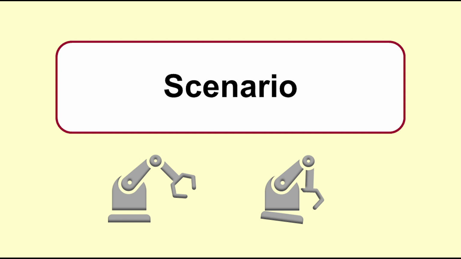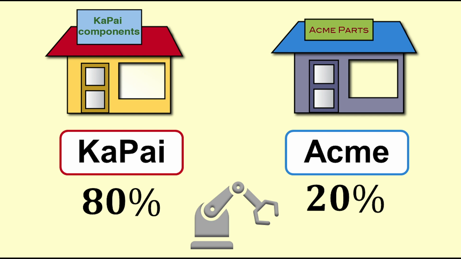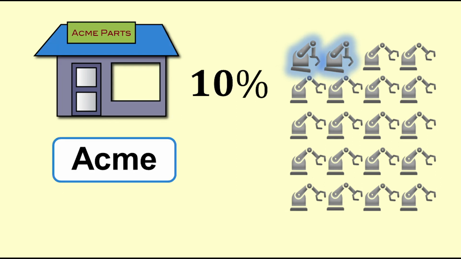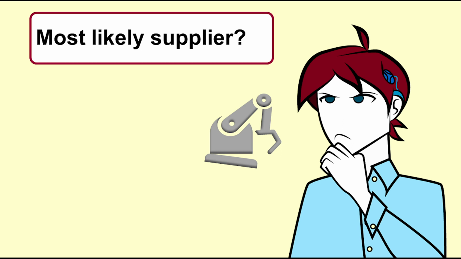The scenario. You are a manufacturer and you buy parts from two suppliers. You buy 80% of your requirements from Carpi and 20% from Acme. Generally, 5% of Carpi parts are defective, while 10% of Acme parts are defective. You know that Acme parts have a higher failure rate, but Carpi do not make enough for your requirements. A worker has just brought you a defective part. Which supplier is it more likely to have come from?